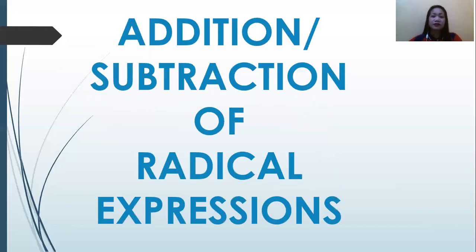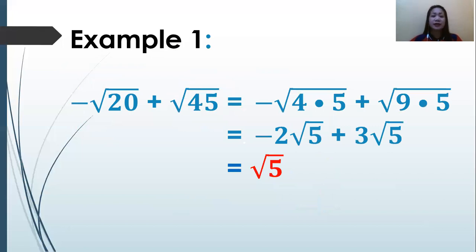Let's proceed to addition and subtraction of radical expressions. Example number 1. Negative square root of 20 plus square root of 45. Here, both 20 and 45 are not perfect squares, so same process. For 20, we have 4 times 5, and for 45, we have 9 times 5. Okay, let's proceed. So it is the negative square root of 4 times 5, which is equal to negative 2 square root of 5, plus the square root of 9 times 5, which is 3 square root of 5.